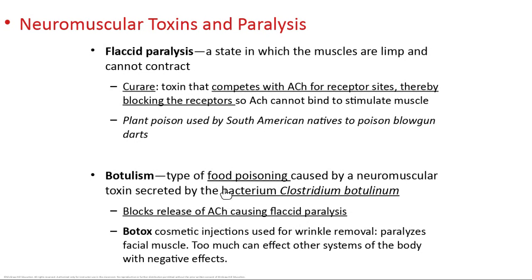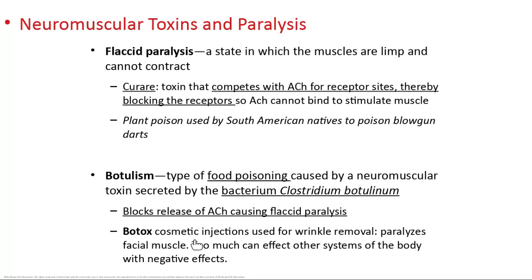Now again, this is found in canned foods. If you ever see a dented can, or it looks like the can has been damaged, you probably don't want to consume that because Clostridium botulinum might be found there. So you don't want to get that.